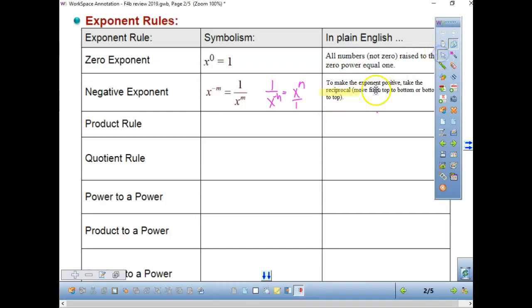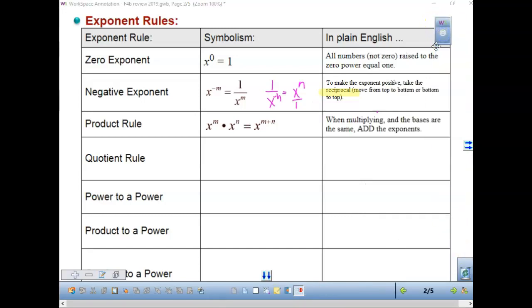So that next one, the product rule. What do we do when we take the same base, x to the m times x to the n? We are adding our exponents, so they show it as m plus n. If we're writing it out in words, we are going to say, when multiplying, if the bases are the same, add our exponents. When multiplying, bases are the same, we add.